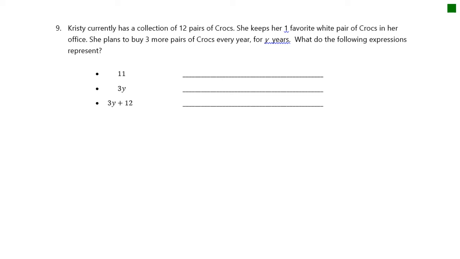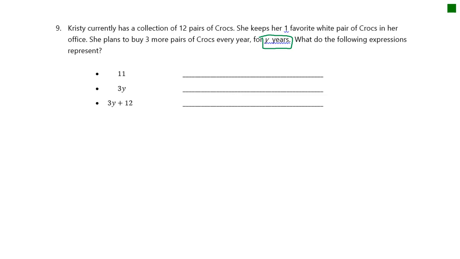All right, number 9. Again, we're just identifying what the numbers mean, and that's all we're explaining. Instead of explaining the variables, we're explaining the numbers, which should be pretty easy if we understand the variables. It says Christy currently has a collection of 12 pairs of Crocs. She keeps her one favorite white pair of Crocs in her office. She plans to buy 3 more pairs of Crocs every year, for Y years. What does the following expression represent? Well, what does Y represent? Y means years, okay?